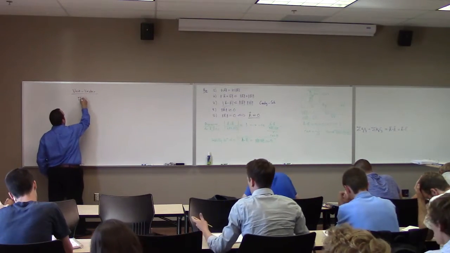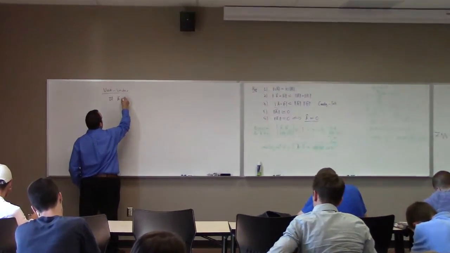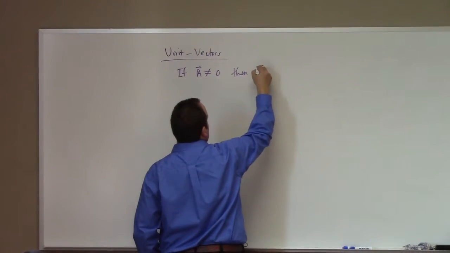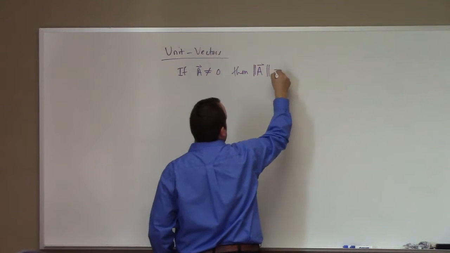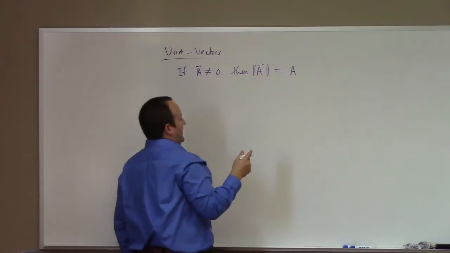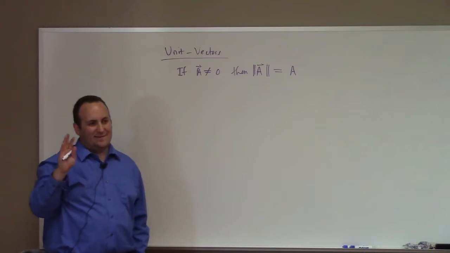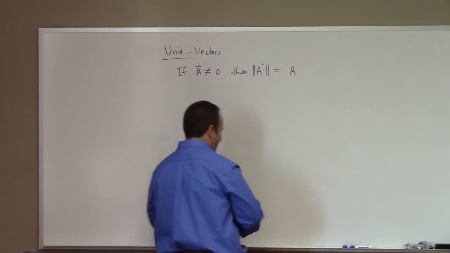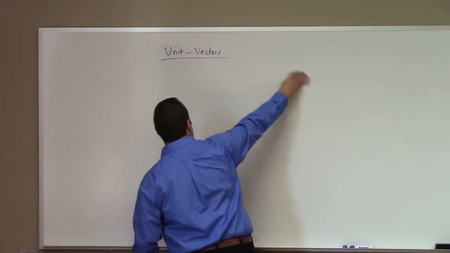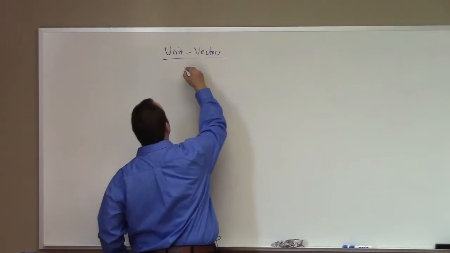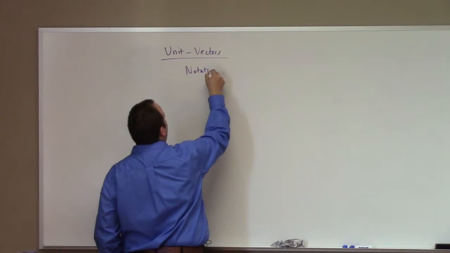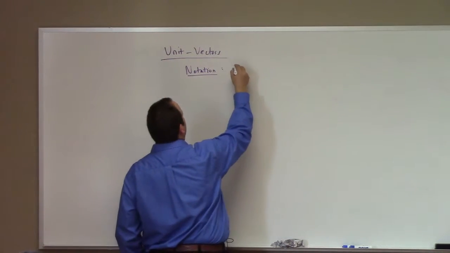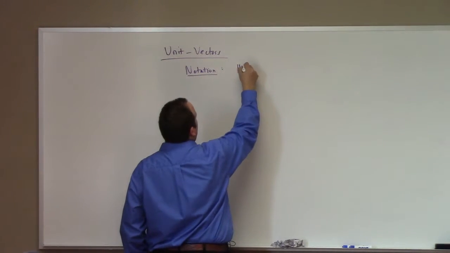So if a vector is not equal to 0, then what we'll say is the magnitude of A is equal to A. Actually, this is not a conditional. Sorry, notation. This is in no way connected to whether or not the vector is 0. And that's a silly thing for me to say. Well, this is our notation.